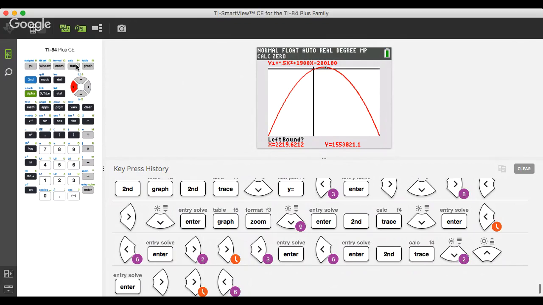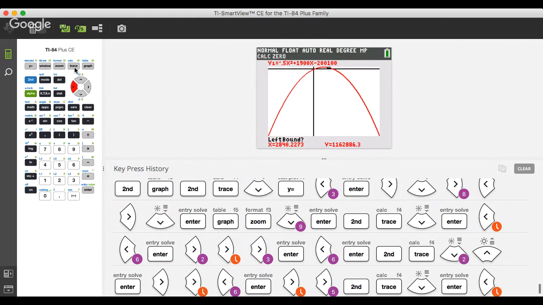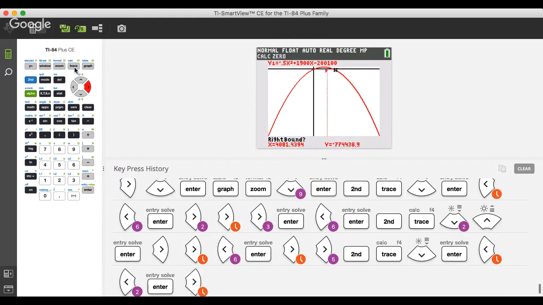The reason I wanted to show that to you is because we really want the one on the right side, and I'll show you why in a second. Let me backtrack. We go second trace to zero, and that's where we go left bound. Then we go right bound, which is below, and then we guess somewhere in the middle.